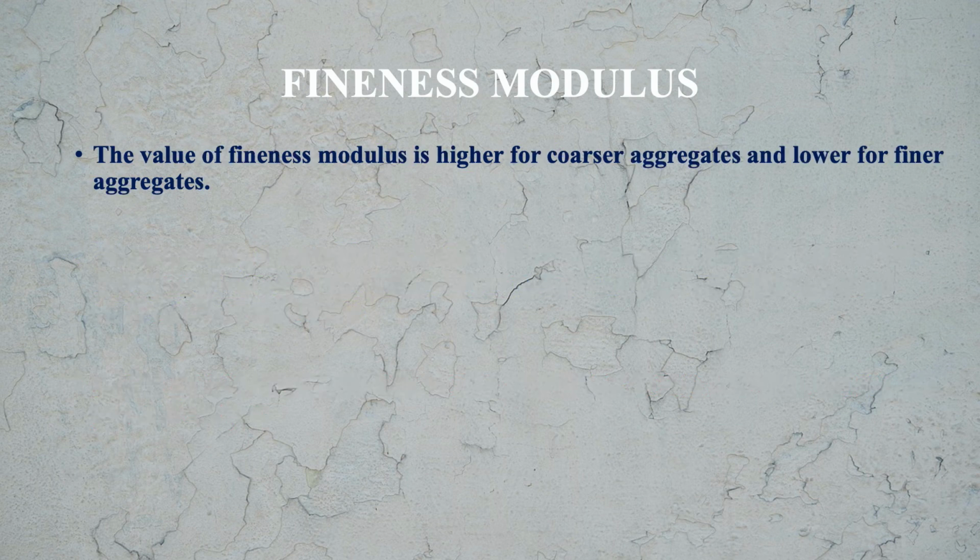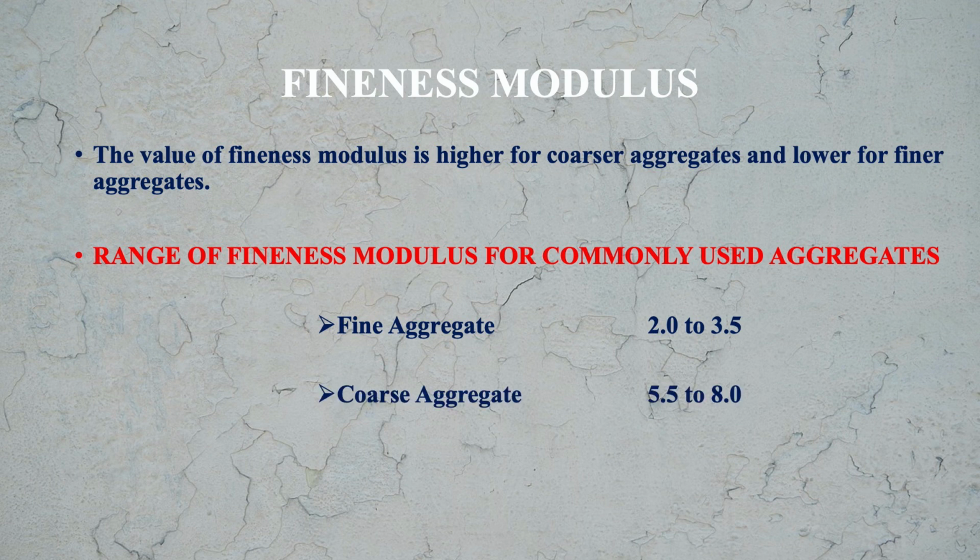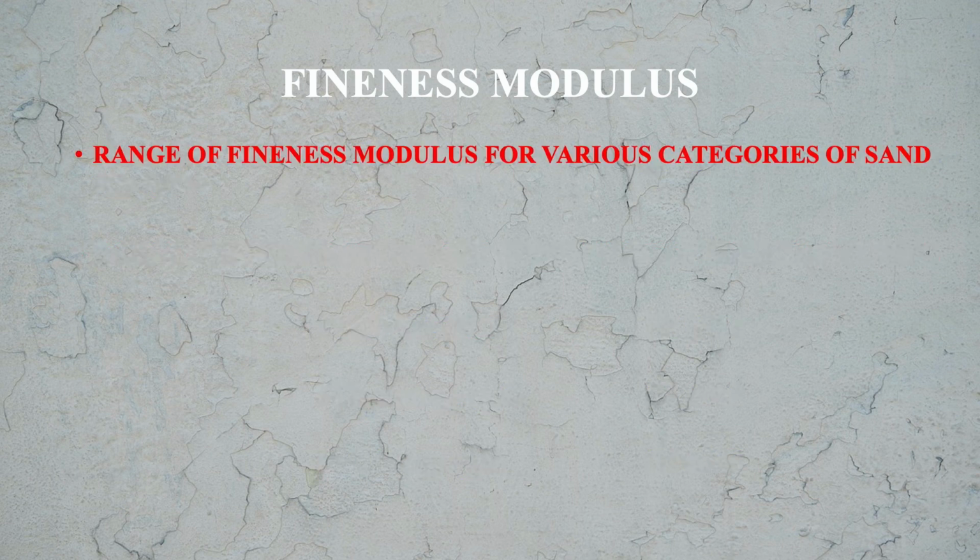The value of fineness modulus is higher for coarser aggregates and lower for finer aggregates. The range of fineness modulus for commonly used aggregates you can see here. For fine aggregates, the fineness modulus ranges from 2 to 3.5. Coarse aggregate ranges from 5.5 to 8. And in the case of all-in aggregate, which has all sizes basically, the range is 3.5 to 6.5.